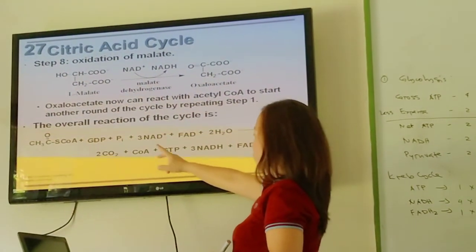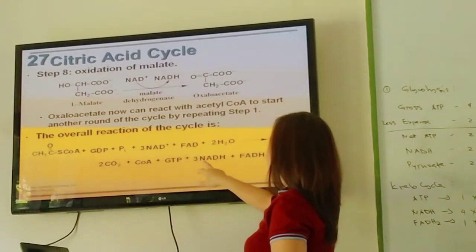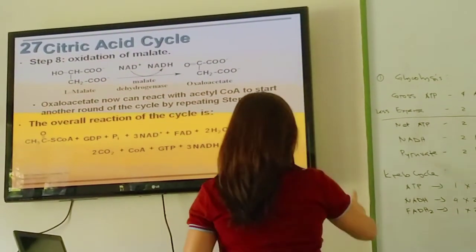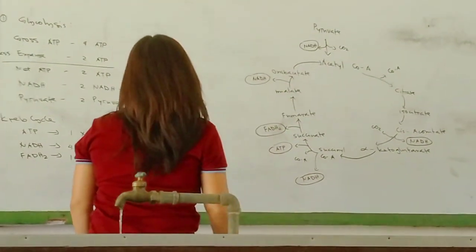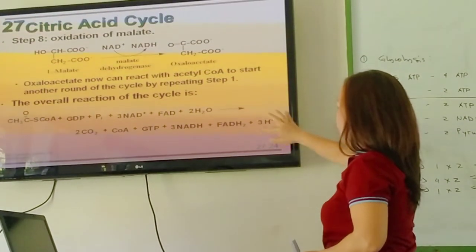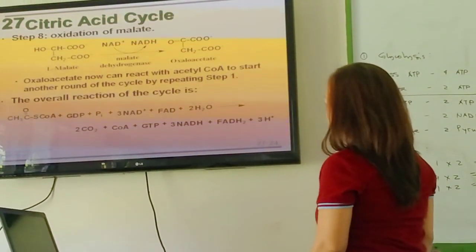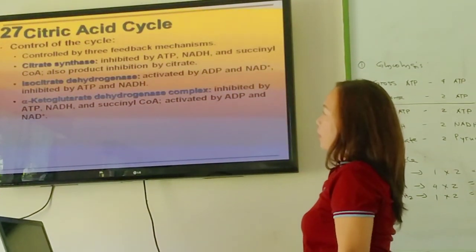Okay? So we have here the overall reaction of the cycle. Of course, there are carbon dioxide, we have GTP, we have 3 NADH, excluding this one, and you have one molecule of FADH2. Of course, you have the protons. So that is the overall reaction for the citric acid cycle.